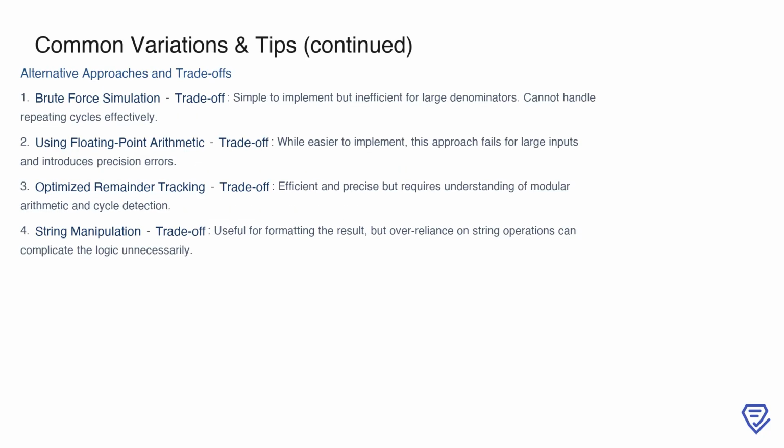There are alternative approaches to solving this problem, each with its trade-offs. The brute force simulation approach is simple to implement but becomes inefficient for large denominators and struggles to handle repeating cycles effectively. Using floating point arithmetic might seem easier initially, but it introduces precision errors and fails for very large inputs. The optimized remainder tracking method, which involves using a dictionary to map remainders to their positions, is both efficient and precise. However, it does require a solid understanding of modular arithmetic and how to detect cycles.